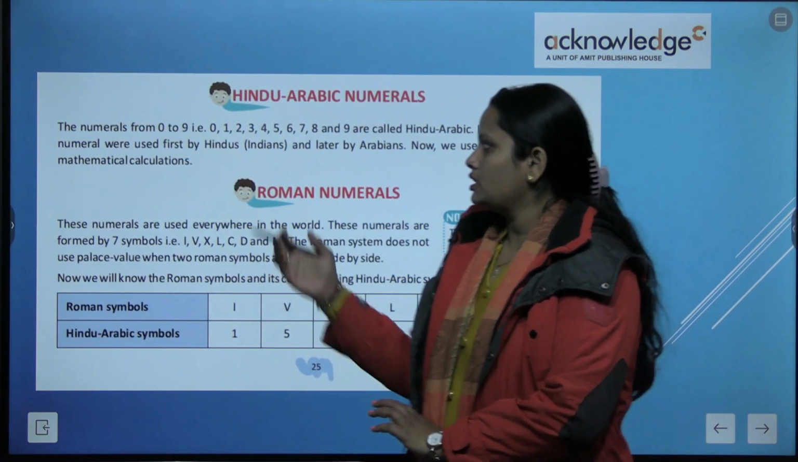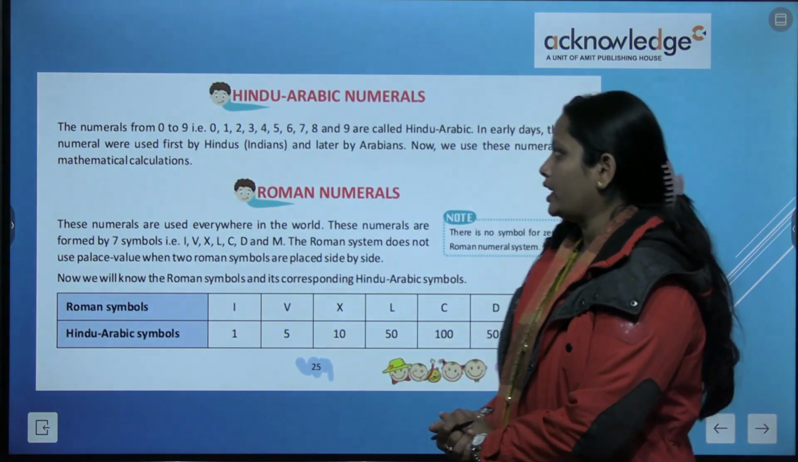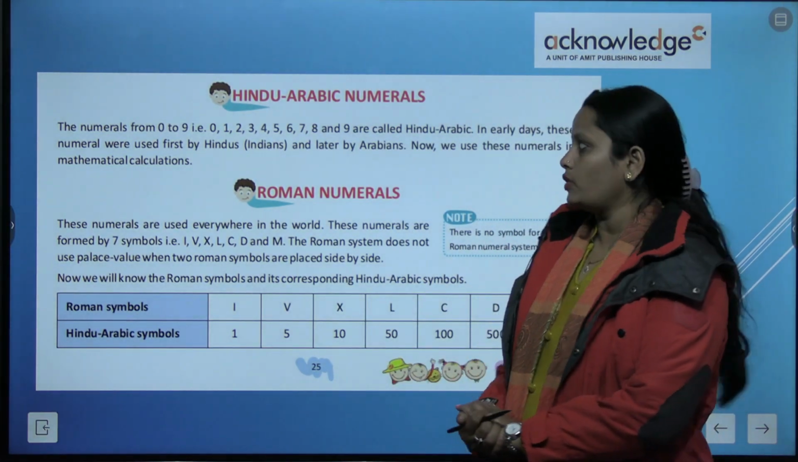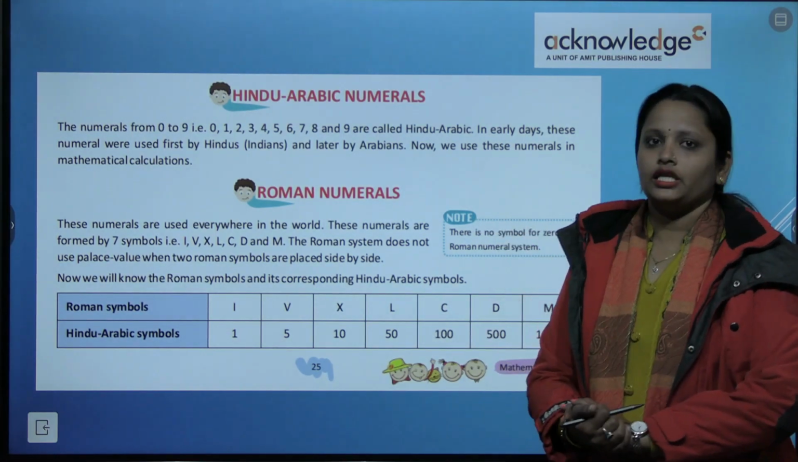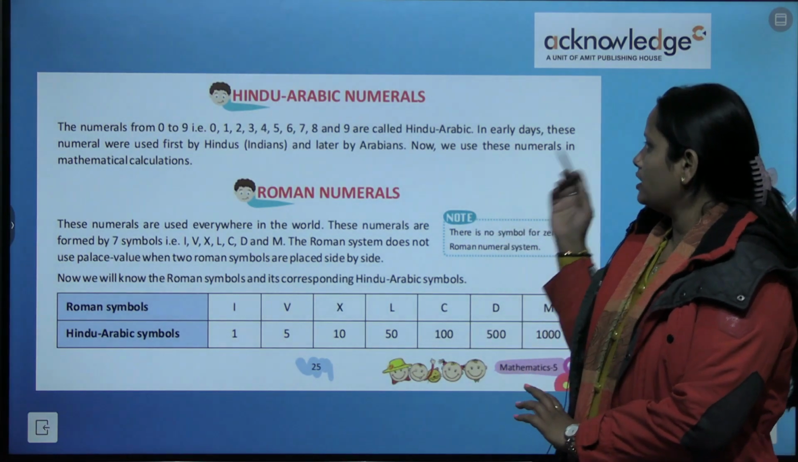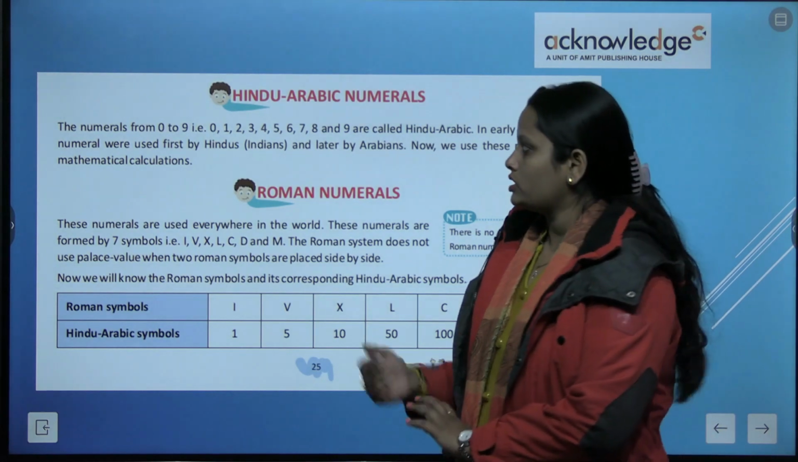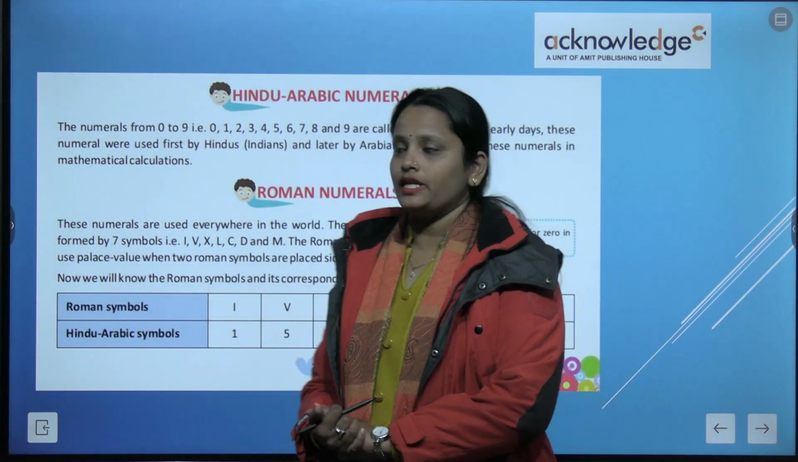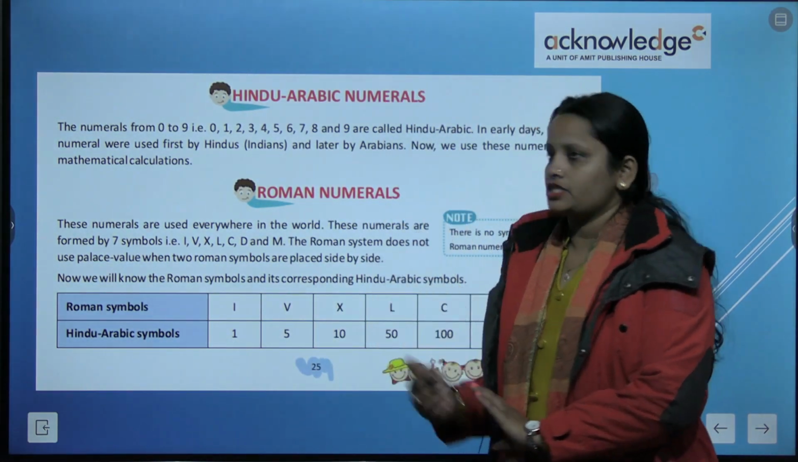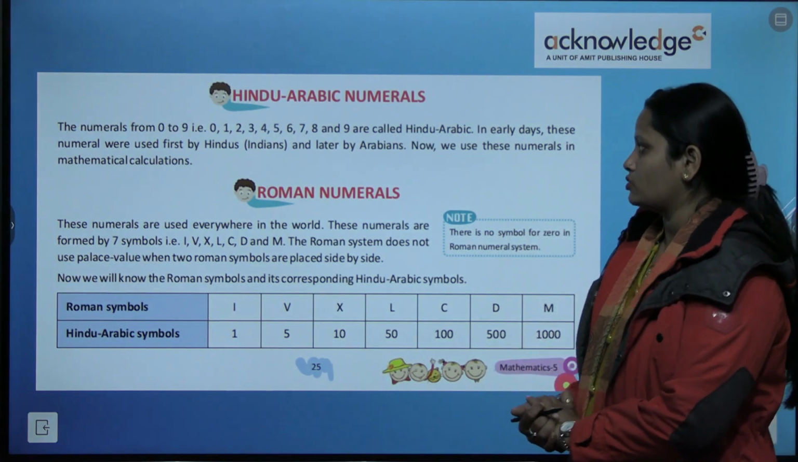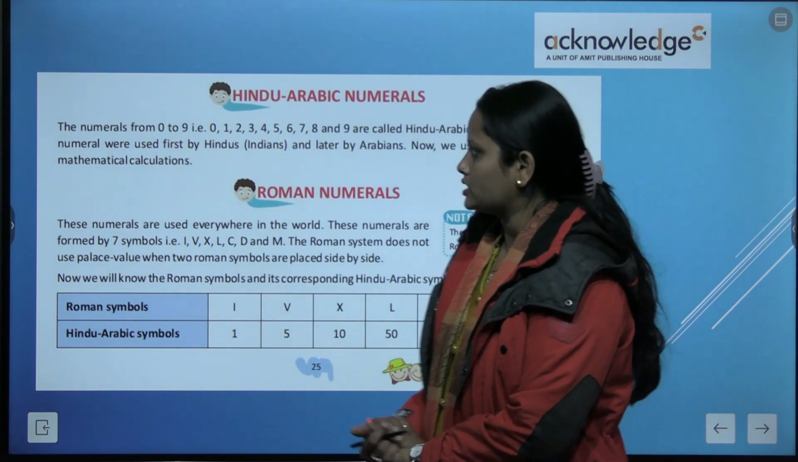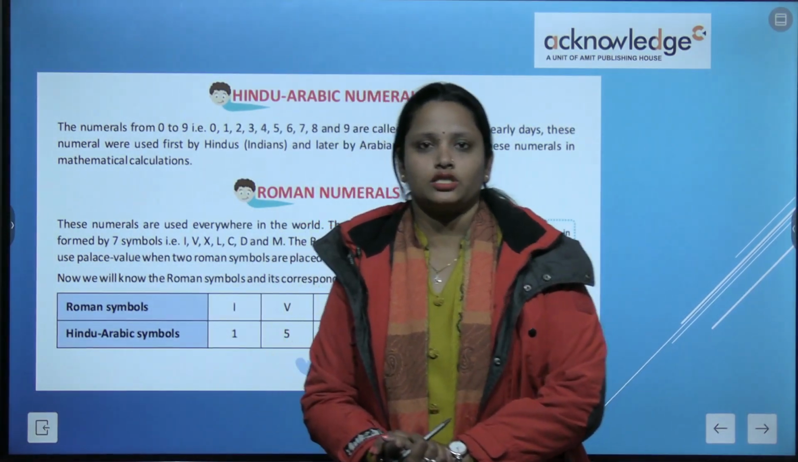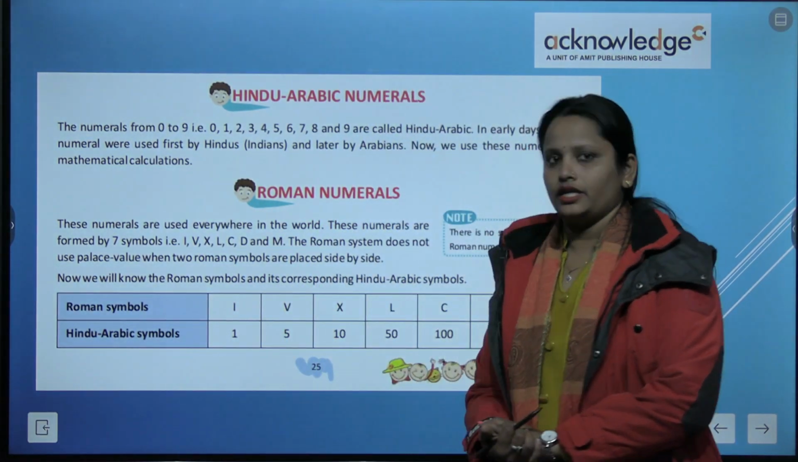Hindu-Arabic numbers. The numerals from 0 to 9, that is 0, 1, 2, 3, 4, 5, 6, 7, 8 and 9 are called Hindu-Arabic. इन्हें Hindu-Arabic कहते हैं. And in earlier days, these numbers were used first by Hindus. Hindus पहले से use करते थे and later by Arabians. Arabians भी इसे use करने लगे. Now we use these numbers for mathematical calculations. Mathematics जब हम पढ़ते हैं तो calculation के लिए हम इन numbers को ही use करते हैं.